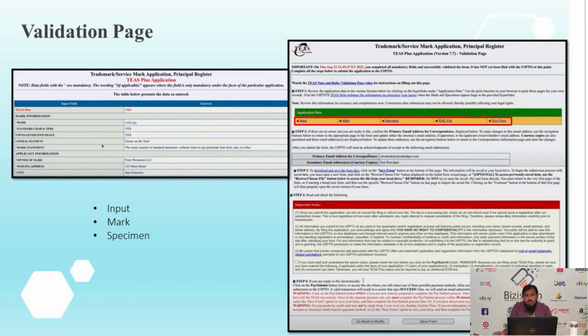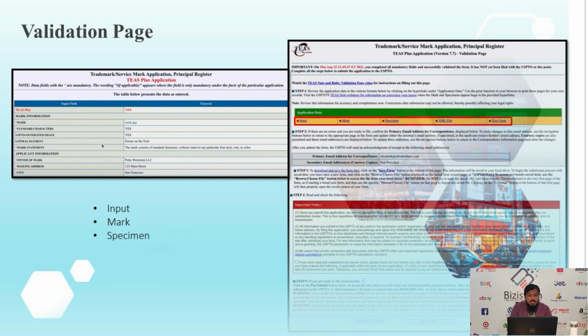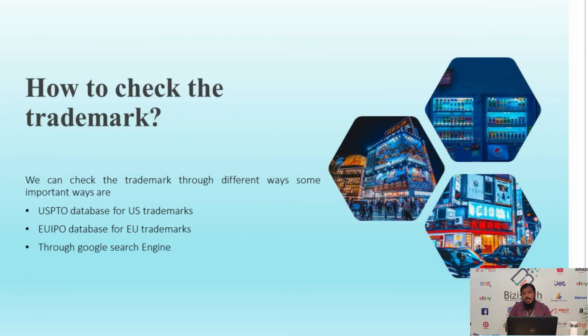If all the data is correct, then you have to submit the application, and your application review will continue. After reviewing, they will contact you to say whether your trademark is registered or denied. So that is the complete process of how you can register your trademark through IP Accelerator. Earlier we also discussed trademark registration through USPTO.